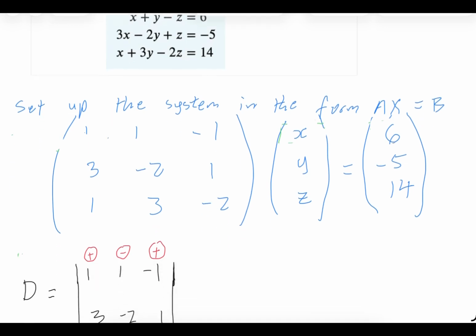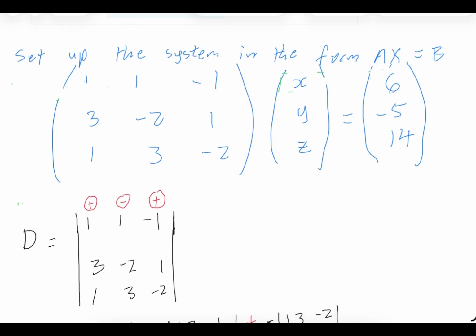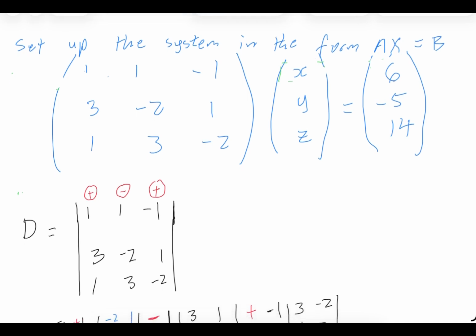Let us look at how to find D. D is the determinant of the original coefficients matrix. That's the determinant of 1, 1, negative 1, 3, negative 2, 1, 1, 3, negative 2. We're going to use the signed cofactors for the first row, which would be plus, minus, plus.